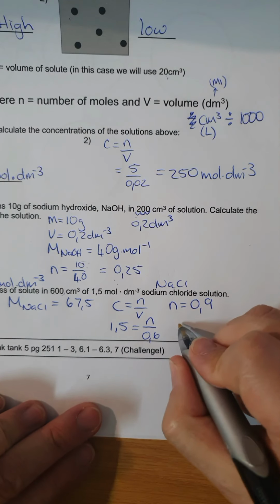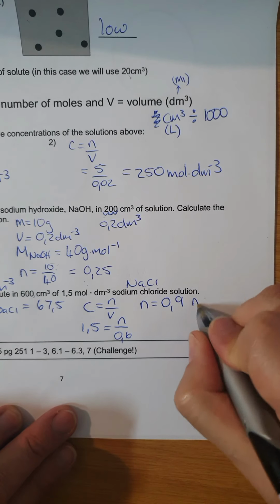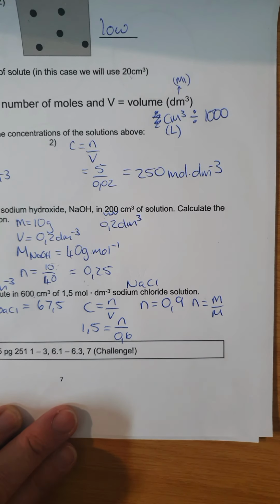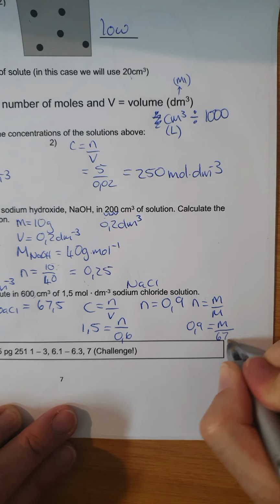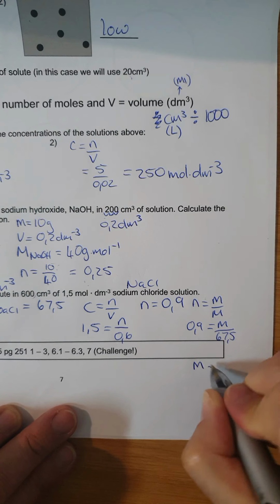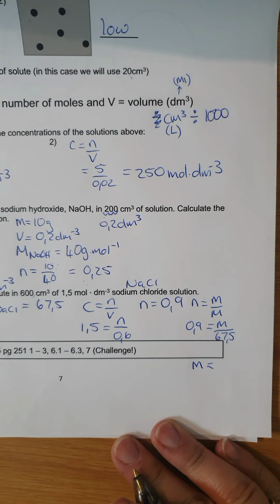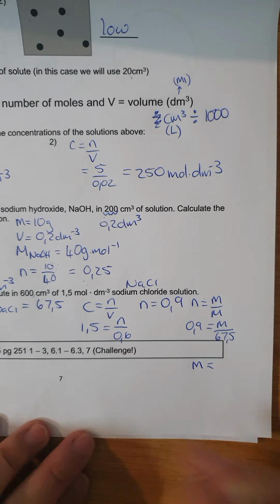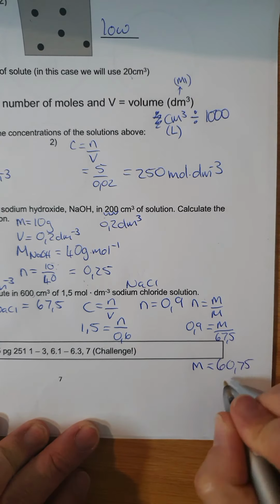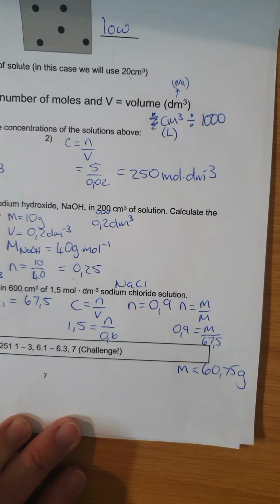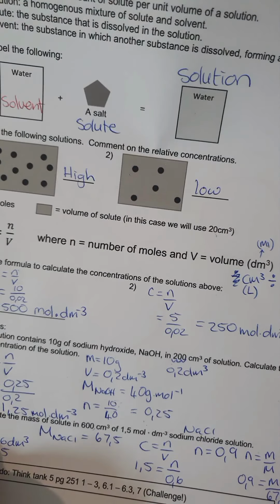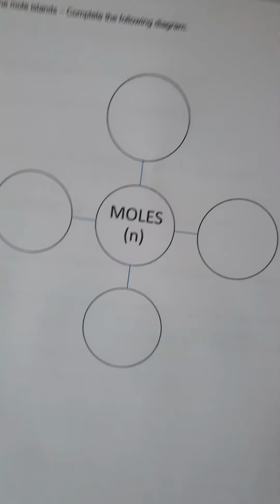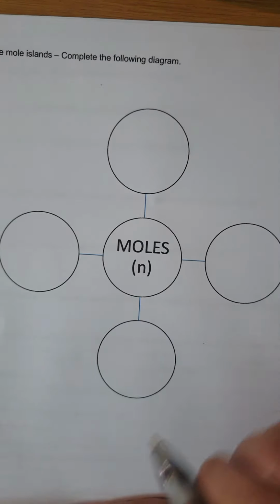Now, because we wanted mass, I can then use mass over molar mass, which is 0.9 equals mass over 67.5, and my mass is equal to, and we're going to times it together, 0.9 times 67.5, and we land up at 60.75, and don't forget, it is grams. Okay, and there we go. Right, please do this. I am just going to do the next page quickly, but you do have that thing to do. Okay, so this is our island system.